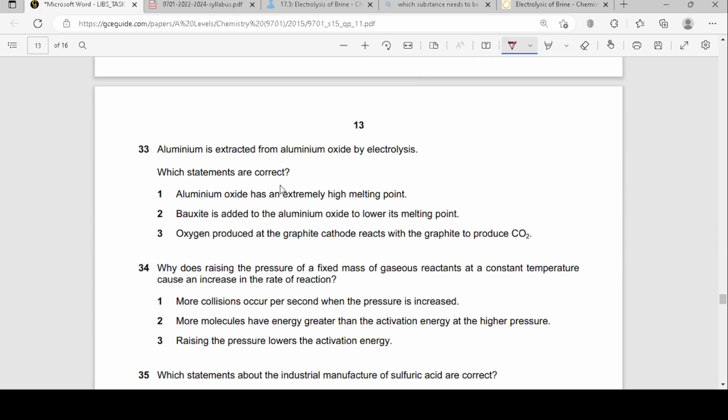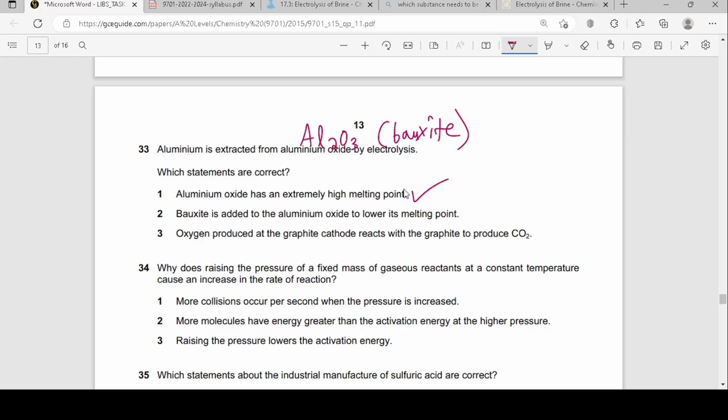Question number 33. Aluminium is extracted from aluminium oxide, Al2O3, found in bauxite. Bauxite is actually an ore, but the main thing in it is aluminium oxide. By electrolysis, which statements are correct? Aluminium oxide has an extremely high melting point. That's right.